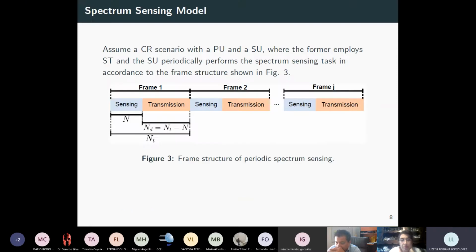So for the spectrum sensing model, we consider a cognitive radio scenario with one primary user and one secondary user, where the primary user implements superimposed training and the secondary user performs spectrum sensing with a frame structure as shown in the figure, where this is the total frame duration, this represents the sensing duration, and this is the duration of the data transmission phase.